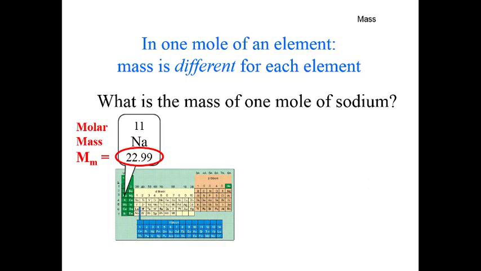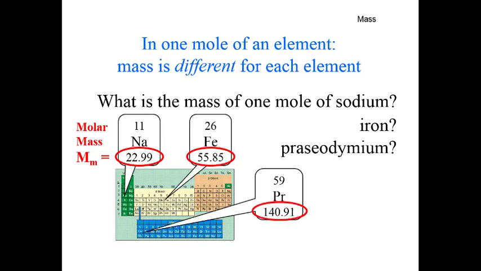Note that most periodic tables have the molar mass at the bottom of the entry, but some may locate that number elsewhere. If we wanted to know the mass of 1 mole of iron, or praseodymium, we would locate these elements on the periodic table. Their molar masses are 55.85 and 140.91 grams per mole, respectively.